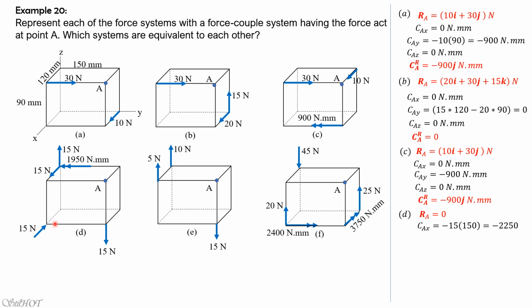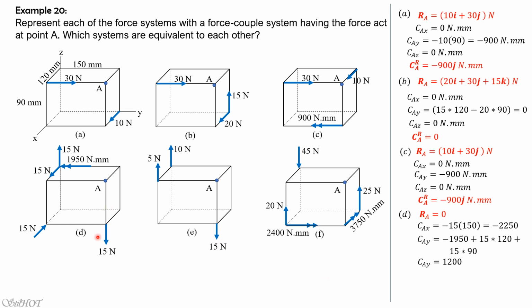So again, 15 times 90 plus 15 times 120, and this 1950 Newton mm couple by the right thumb rule is negative because the right thumb is towards the negative AY axis. Therefore, CAY is equal to 15 times 90 plus 15 times 120, then minus 1950. So the result is equal to 1200 Newton mm.